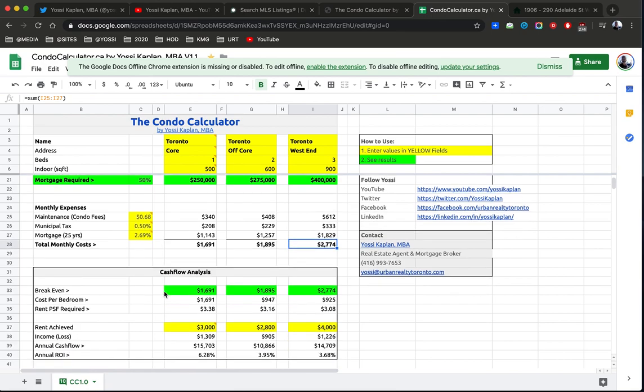And the cost per one bedroom break even is the same as the monthly cost, and the cost per bedroom is the same on the one because I divide by one, $947 per room if I'm looking at the two bedroom, and $925 if I look at the three bedroom. The rent PSF required less than $4 a foot, which is more or less the average in Toronto. So if I get less than $4 a foot, it gives me a good indication because I can be in a positive here. Okay, and the rent achieved, let's say I got $2,200 for the one bedroom.